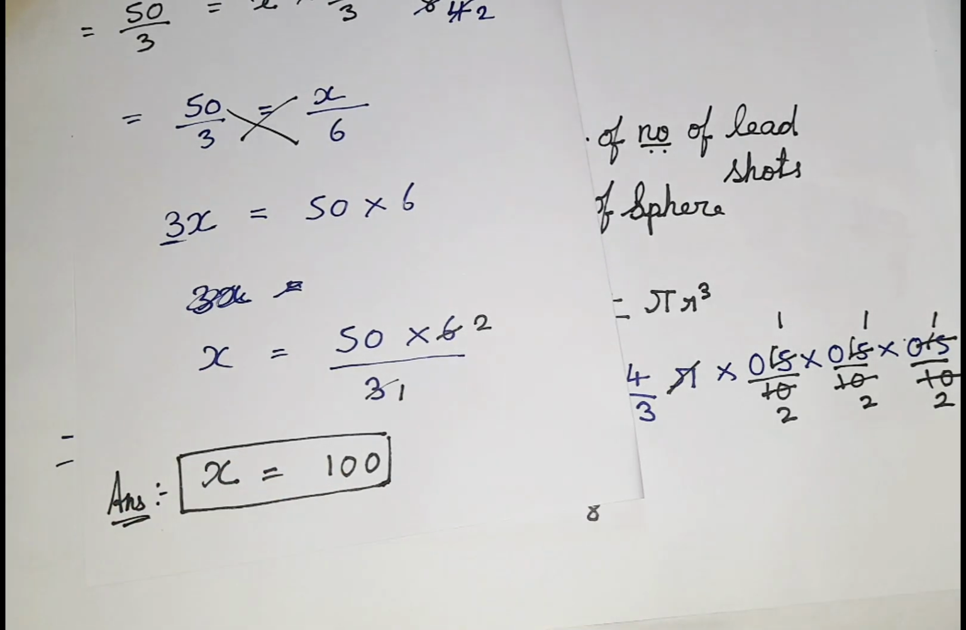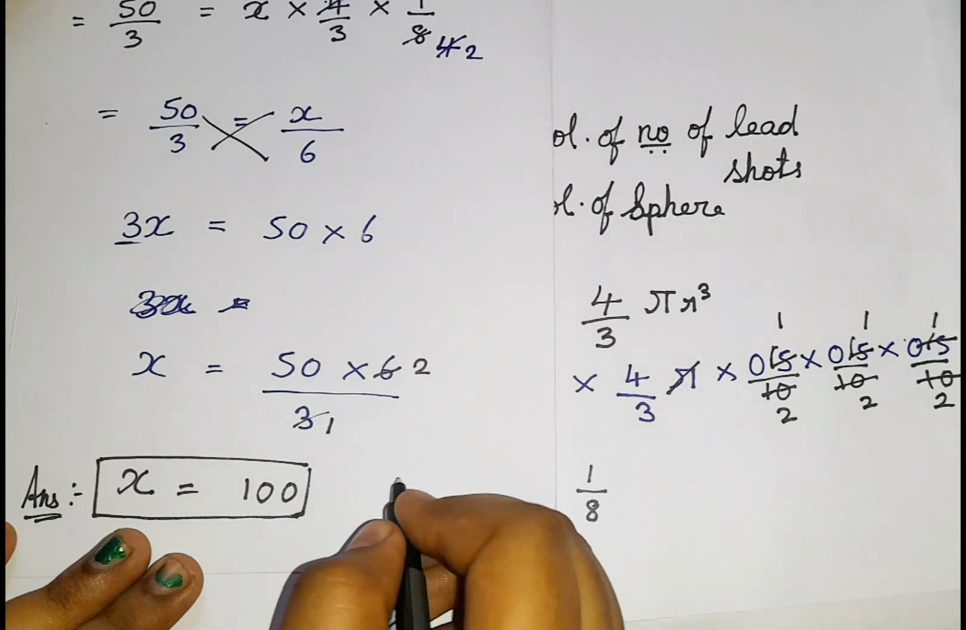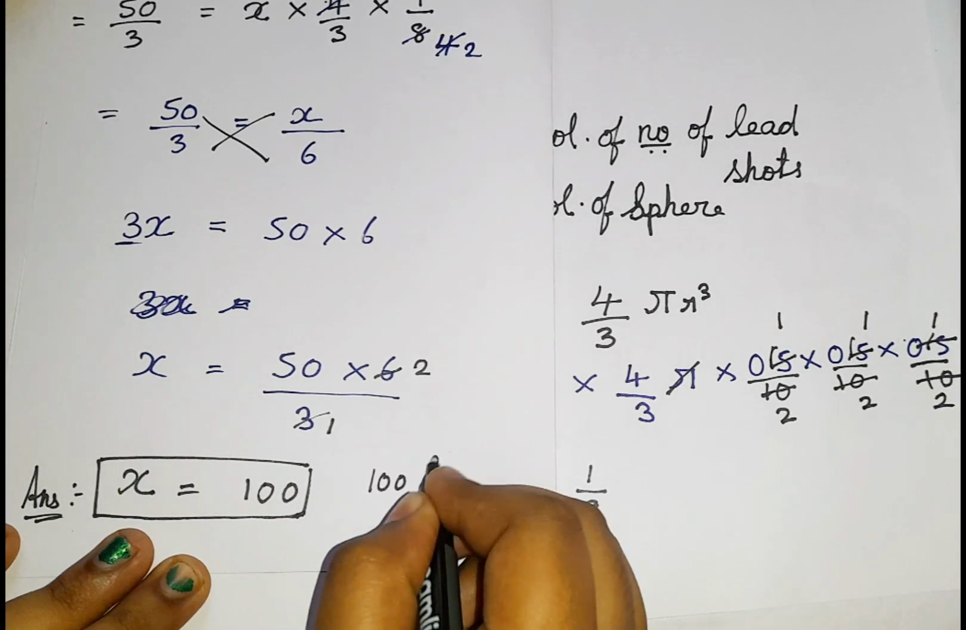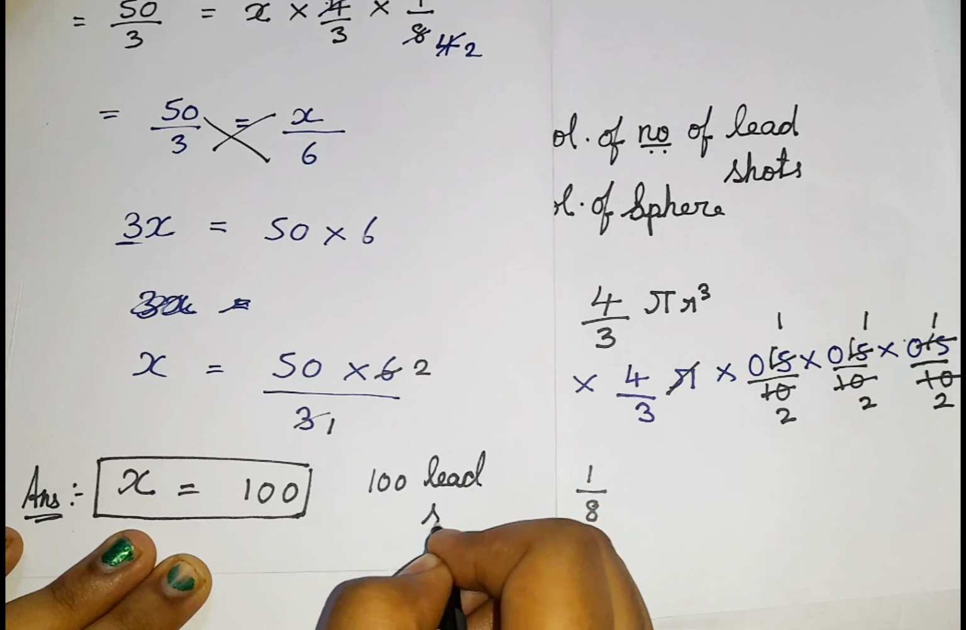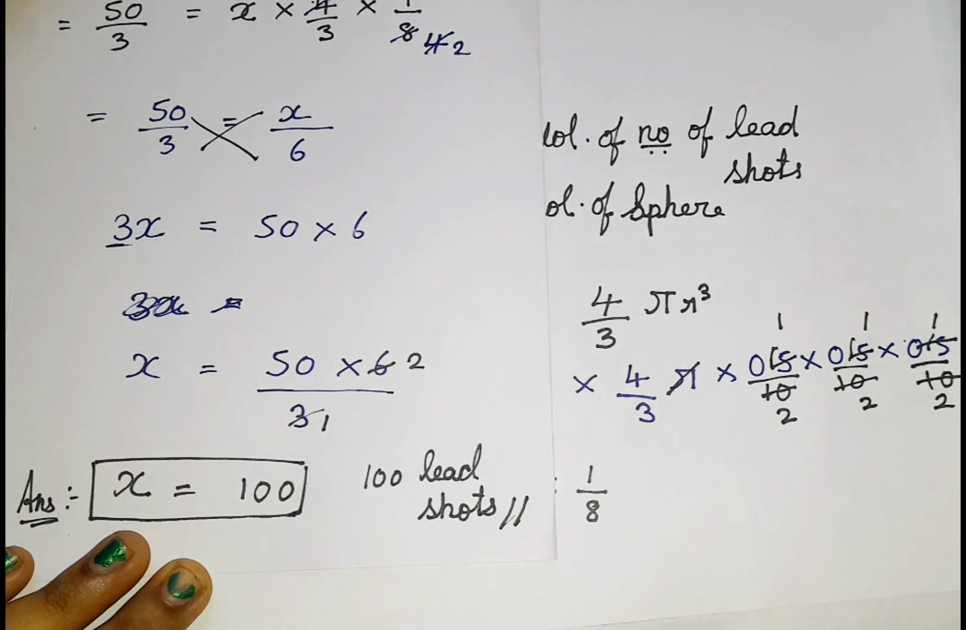So how many lead shots are thrown into the vessel? 100 lead shots. Okay, so now we know x is equal to 100. If you want to write, you can write 100 lead shots. Okay, so this is our answer.